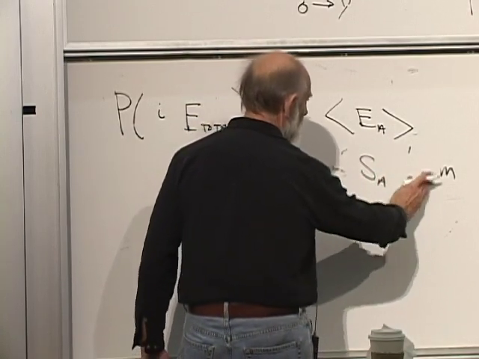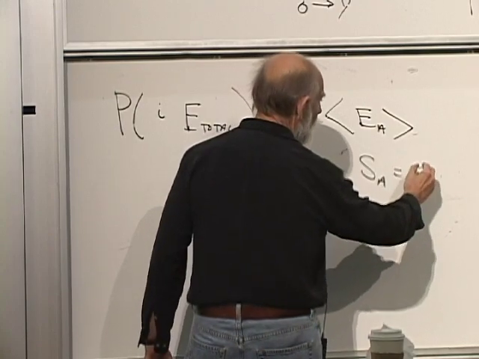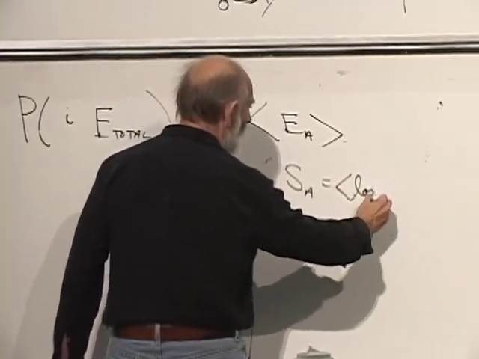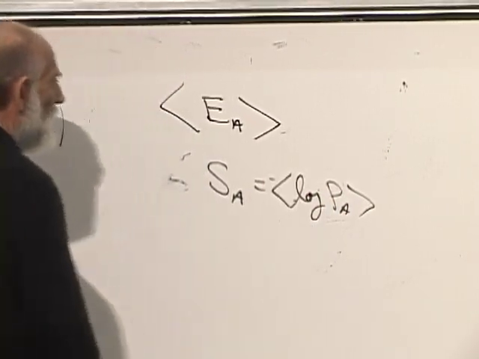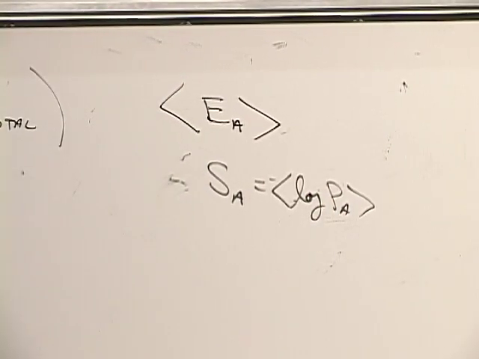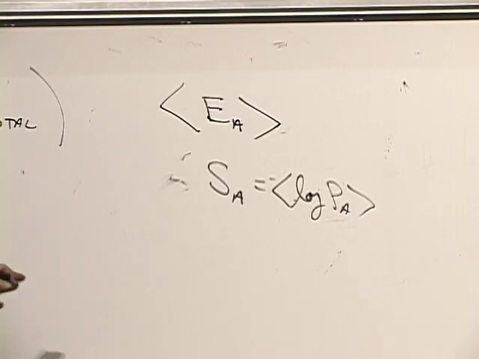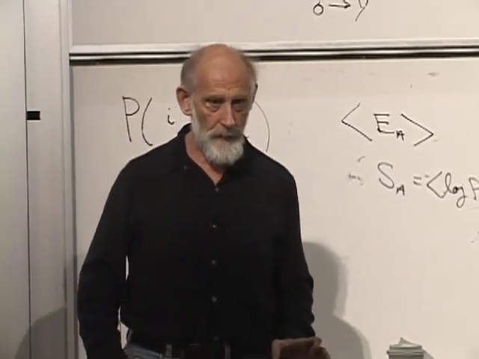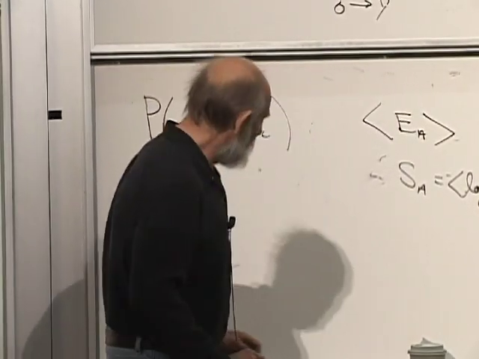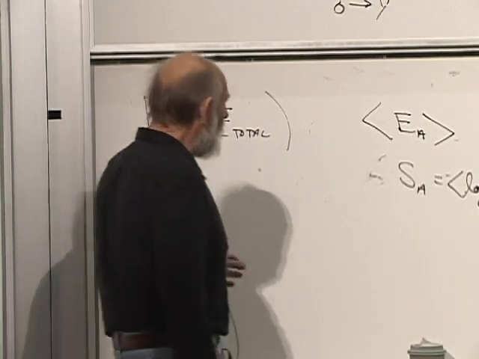Just entropy of A, which happens to be the average of the log of the probability of A, with a minus sign. In other words, you can calculate the average energy and the entropy. Now I'm going to tell you what temperature is.